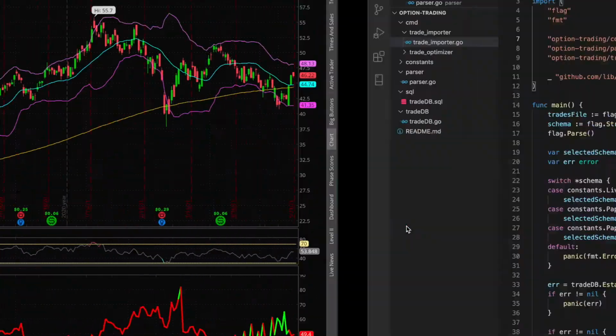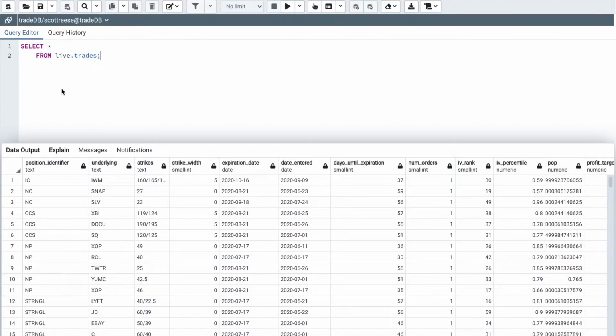Coming back now, let's do one more query here as an example. This query here is simply going to count the number of trades I've made that are strangles where I entered that trade after July 1st of 2020.